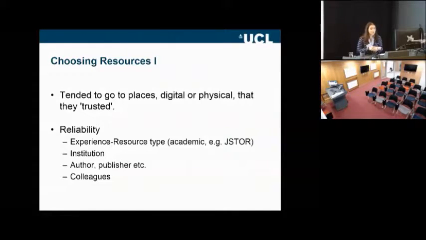Their institution too: if a resource was provided by an institution they trusted, they would use the information. Also, depending on the author or publisher, and of course based on the recommendations of their colleagues. But this was generally in the cases where they kind of knew where to go. If they didn't know exactly where to go, they just relied on Google, and then when they found a resource, they went about applying some of these criteria.